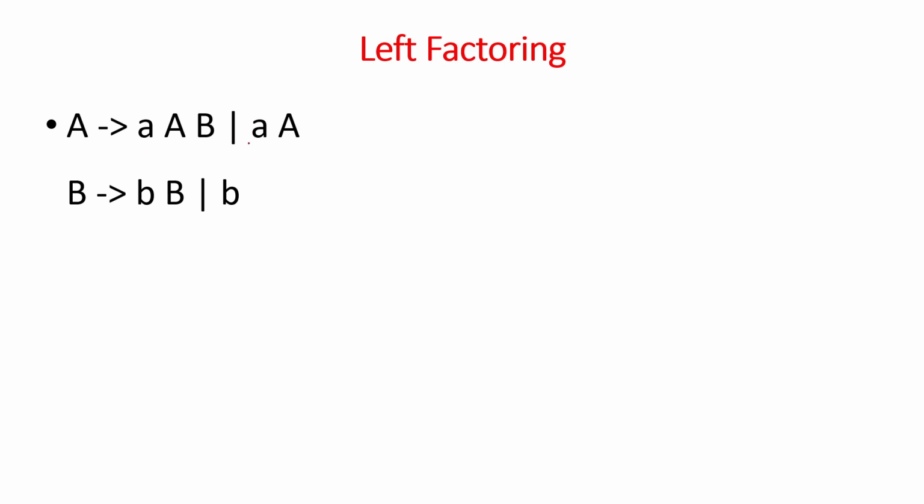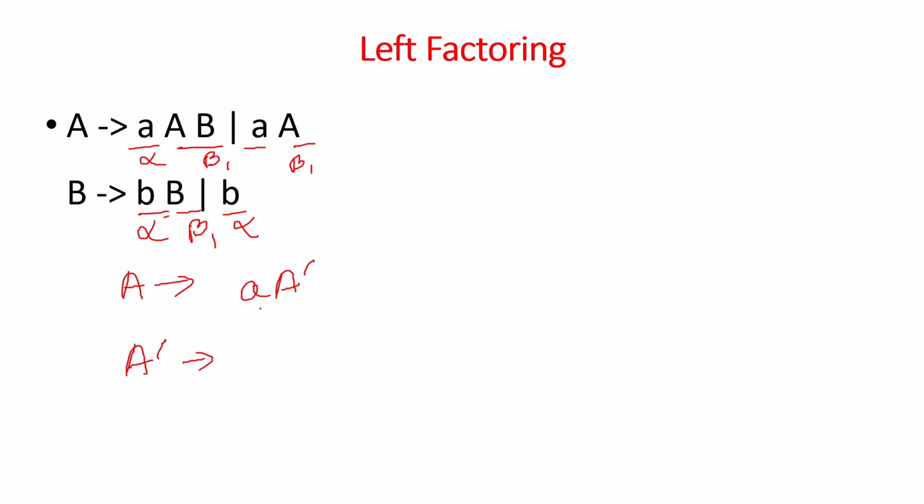For the A term, what are the common terms? I can see A is common here, so this will be alpha and this will be beta 1. For B, there is BB, so this is going to be the common term alpha, and this is the uncommon one, let's say this one also beta 1. Let us expand A. If we expand A, we're going to get A, which is the alpha part, and A prime, and we're going to expand A prime to what? For this one AB, and for the latter one A, and thus it is solved.